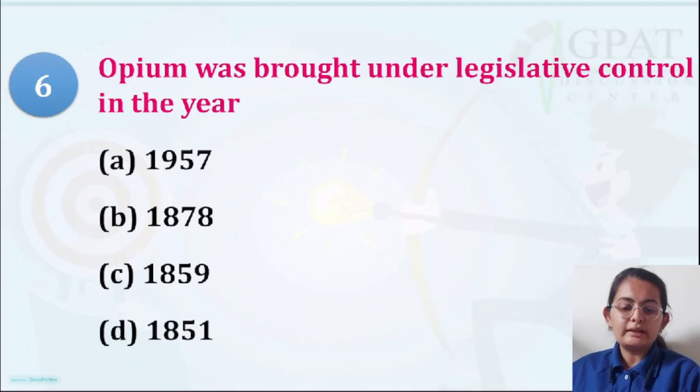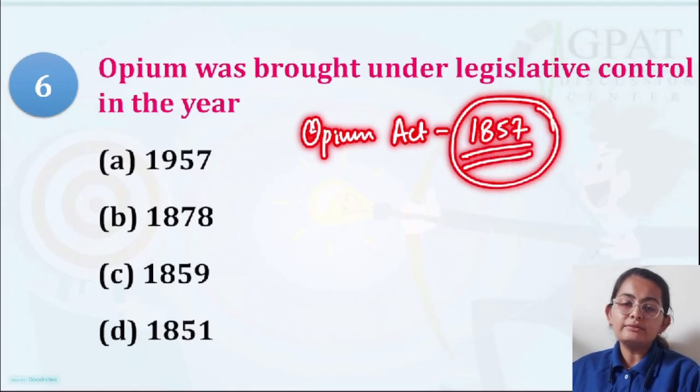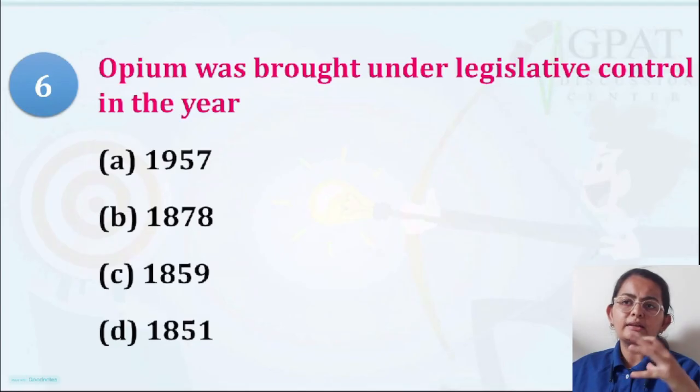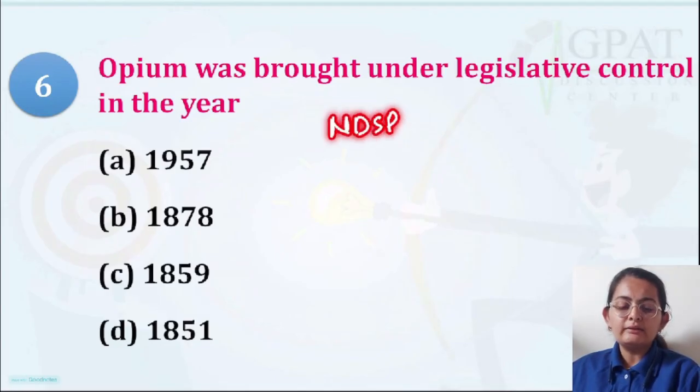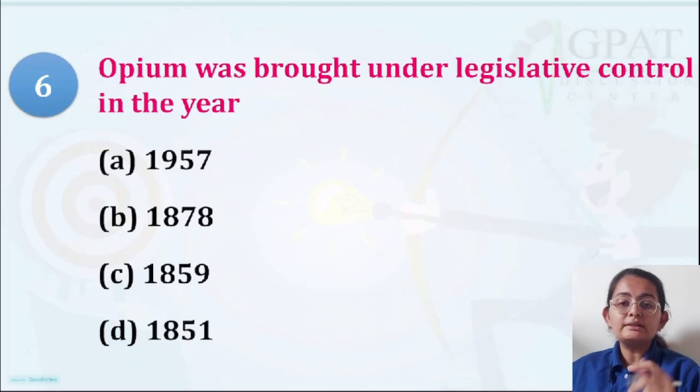So the first law which came is called the Opium Act. The first law, the Opium Act, came in the year 1857. Further, different laws came and amendments happened, and now what we are following is the NDPS Act, in which psychotropic substances were also included: the Narcotic Drugs and Psychotropic Substances Act of 1985. So actually, the first act which covered opium was in 1857.